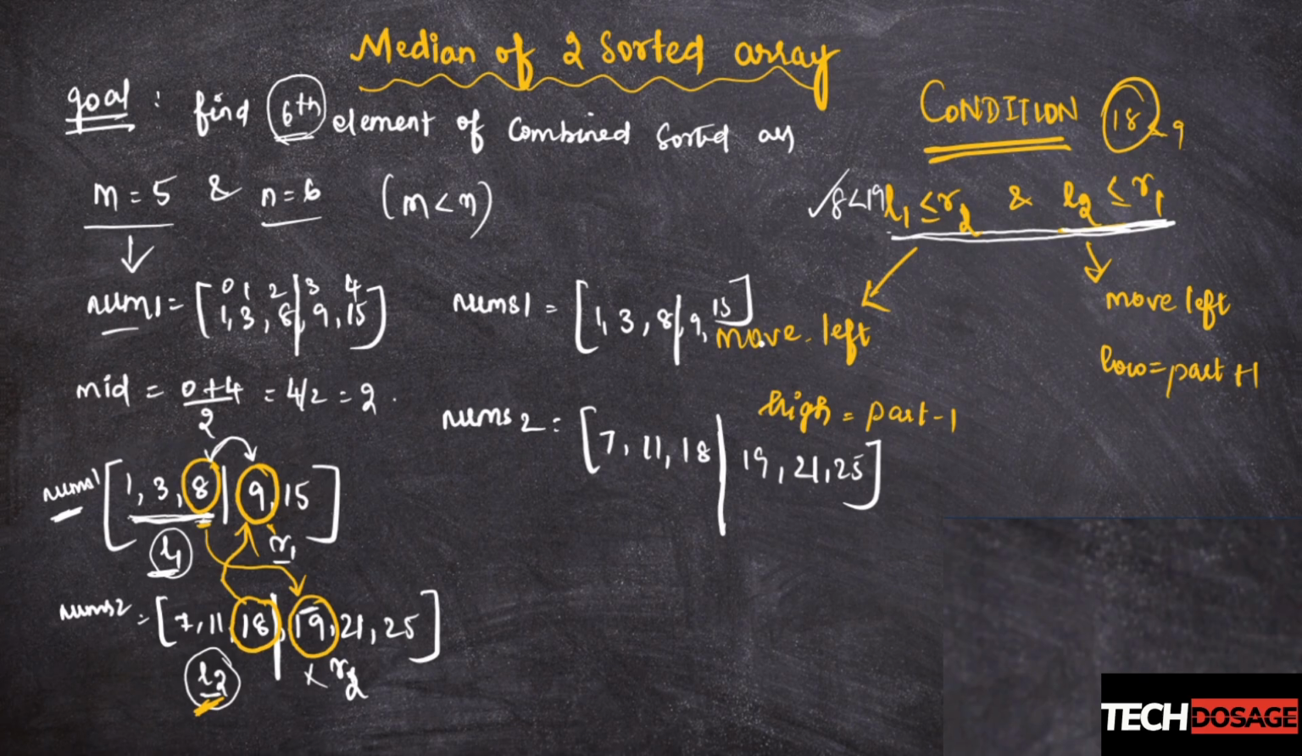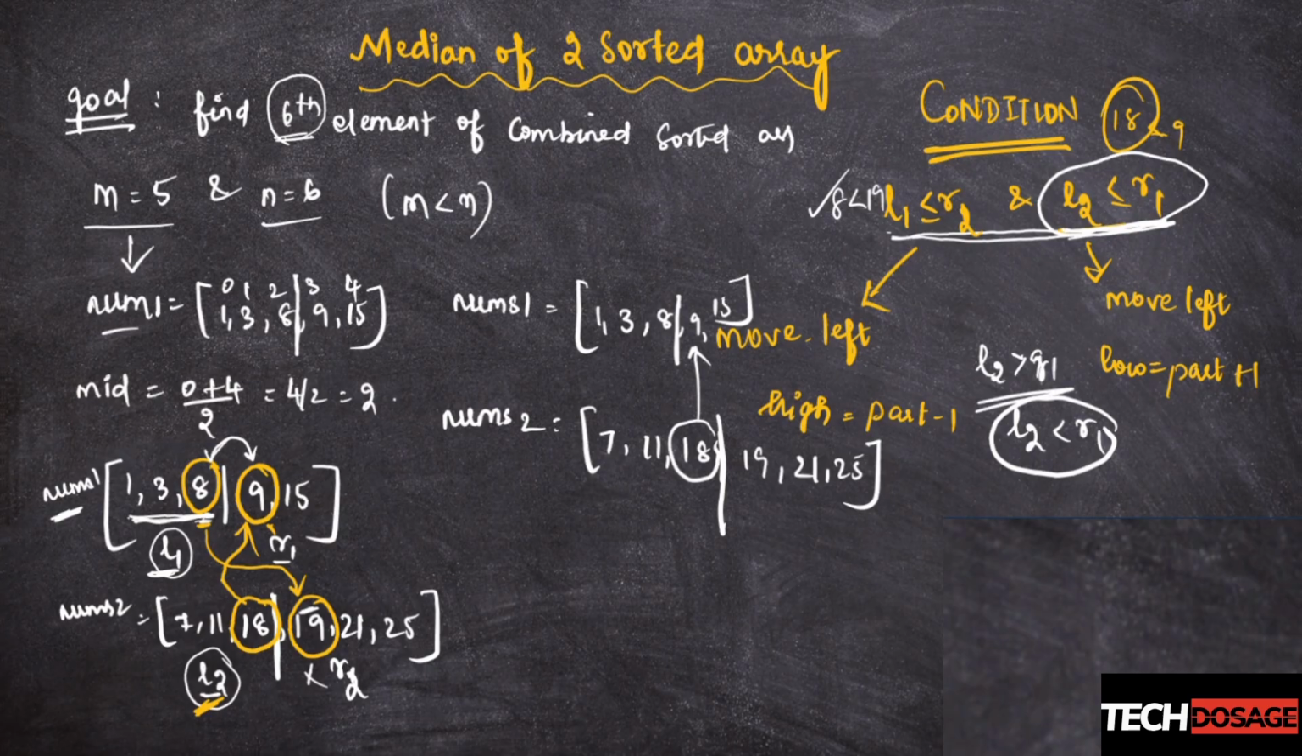Now, which case have I failed? I have failed this case. What does that mean? Which means L2 is greater, this 18 is greater than 9. So what should I do? Shouldn't I make L2 lesser than R1? Because in the previous case L2 was greater than R1. Now my job is to make this L2 lesser than R1.